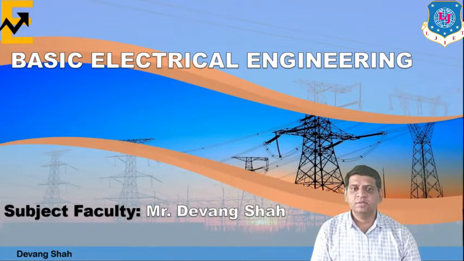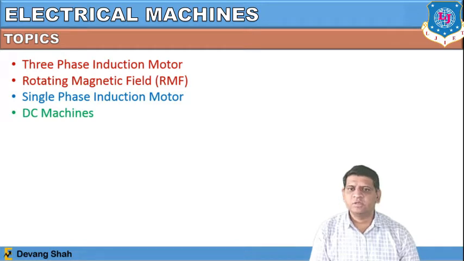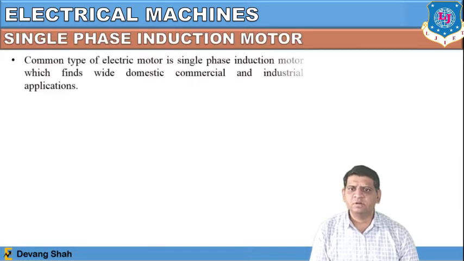We are learning the subject Basic Electrical Engineering, and in our last session we learned about the three-phase induction motor. In this chapter, which is defined as electrical machines, in our last session we discussed the three-phase induction motor and the rotating magnetic field. In today's session we are going to discuss the single-phase induction motor, then we are going to learn about DC machines and generators. So we'll start with the single-phase induction motor.